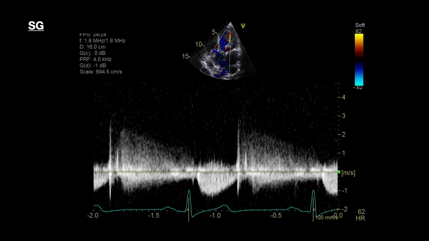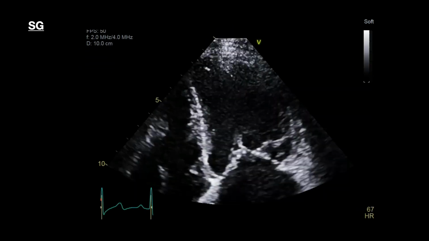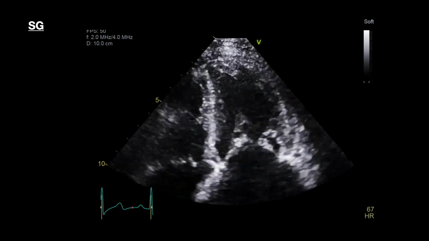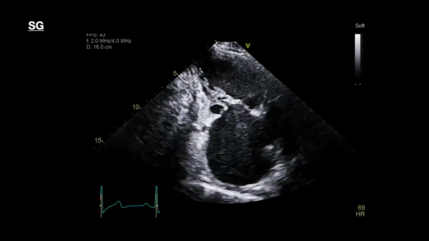Sorry, that's just a picture of continuous wave Doppler through the LVOT, and that spectral display above the baseline is representing that AR, the aortic regurgitation. So there is a little bit there. LV function looks reasonably normal.